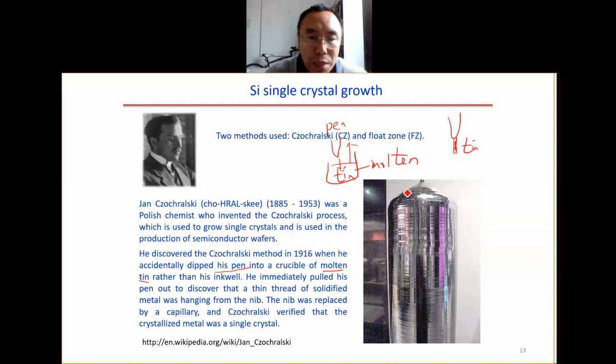He found out there's a thin thread of solidified tin hanging from the nib of the pen. He verified that this tin here is single crystal. This is the way called the CZ method. Effectively, we dip a single crystal material into the molten material, then we pull out to form the single crystal. The material for the pen, maybe I'm not sure, maybe carbon, or some other material. It's the seed.